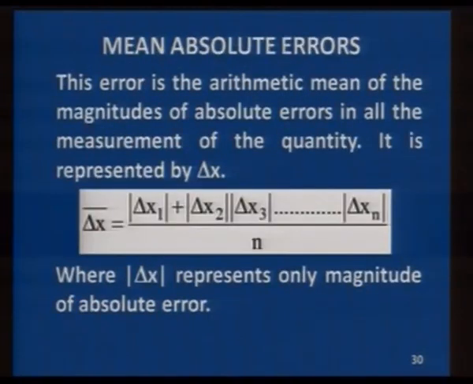Now, we have to take the mean absolute error by taking the mean of all these errors, that is delta x1 plus delta x2 plus delta x3 up to delta xn divided by n. Here delta x represents only the magnitude of absolute error. But when we state absolute error, it does not give a very significant meaning, because there are two observers and the errors reported by these two observers are 0.2 and 0.2. But in how much observation is it 0.2?